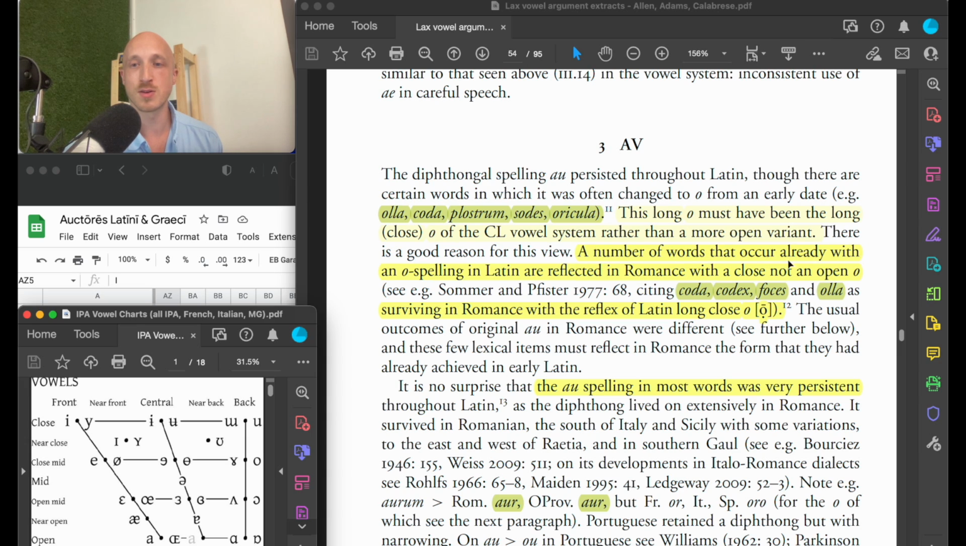A number of words that occur already with the O spelling in Latin are reflected in Romance with a close, not an open O. So one example of that is coda. It's coda, not coda, in Italian. But it is cosa, because cosa comes from causa.